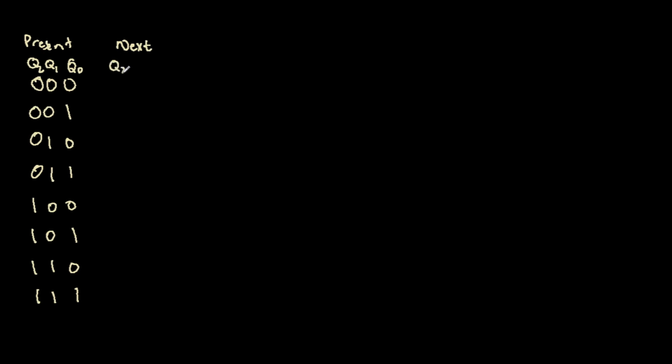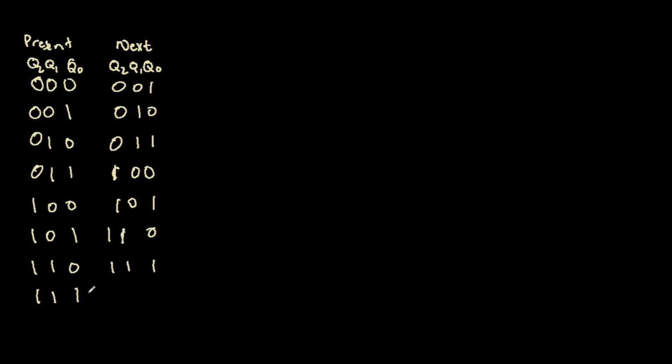So our next Q2, Q1, and Q0, when it's 000, should be 001. So effectively, whatever you have in this state, we're going to transfer over there. So 001 will go to 010, 010 goes to 011, and that way I'll just go ahead and complete the table. After 111, it cycles back to 000.